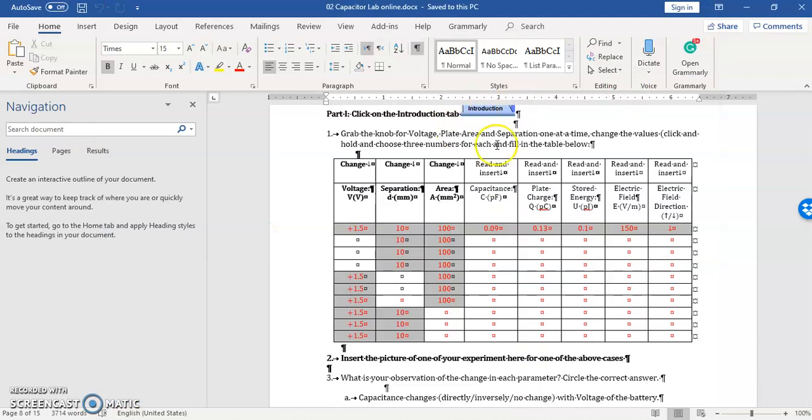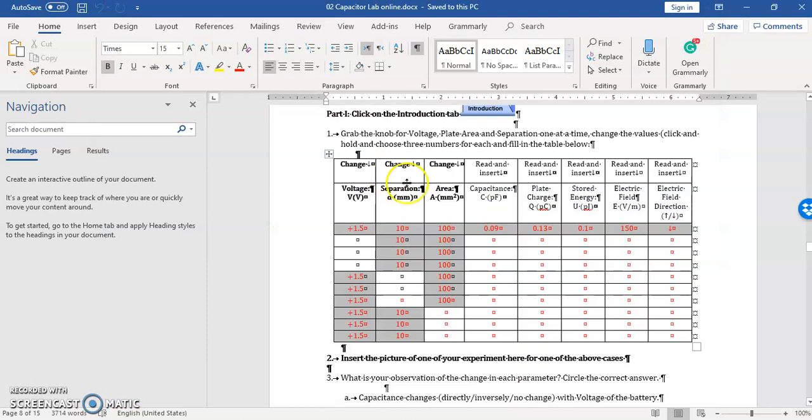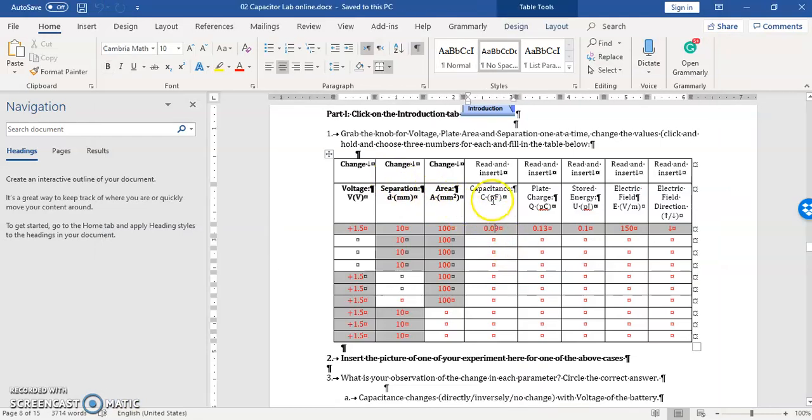So what I'm asking over here is to read the capacitance. How much is the capacitance? I read it over here as 0.89 × 10^-13 farad, or pretty much 0.09 × 10^-12 farad, which is what I have written over here. Remember that this is in picofarad, which means times 10^-12. I have put everything in pico so that it'd be easier for you to write down what you read.